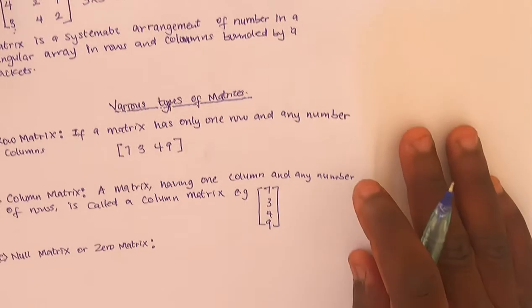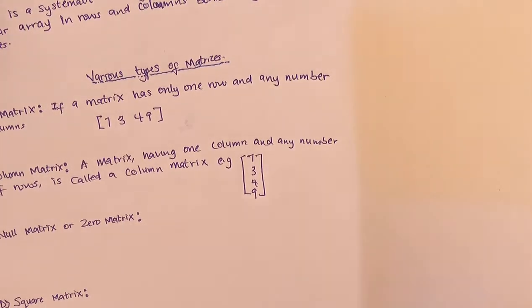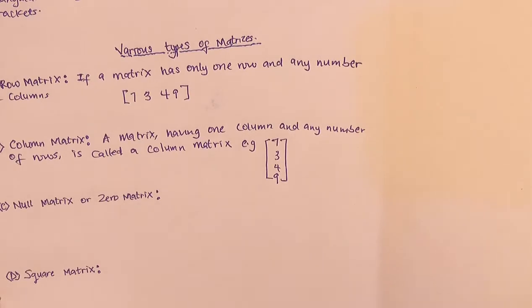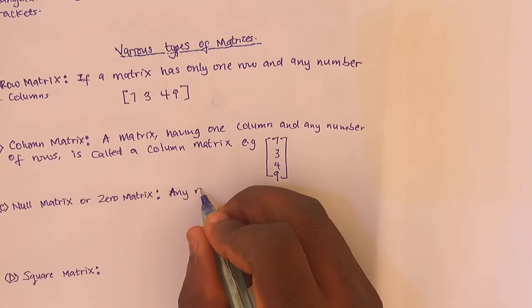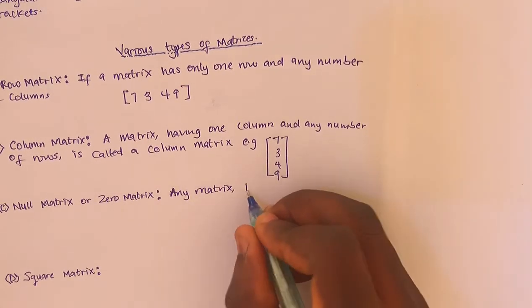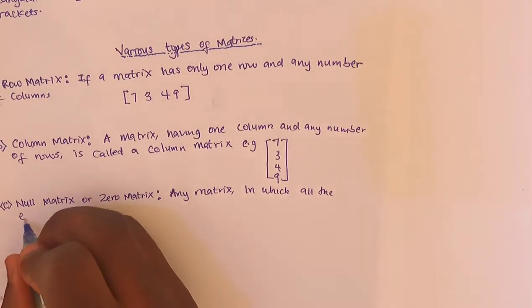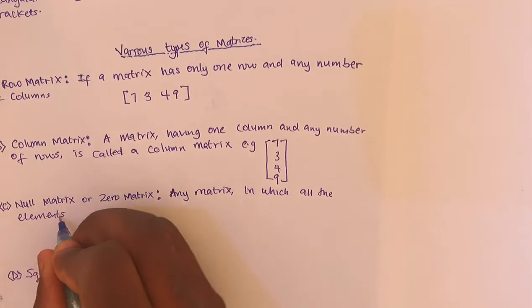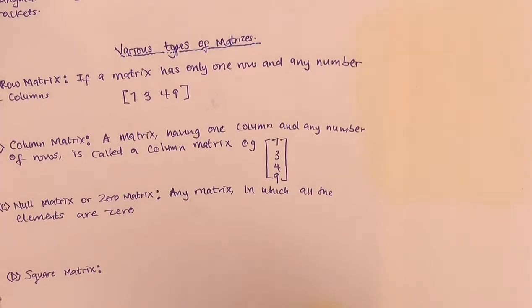So now let's move to the next one, that's the null matrix, or zero matrix. In this case, any matrix in which all the elements are zero is called a null matrix or zero matrix. You understand now? So any matrix in which all the elements are zero is called a null matrix or zero matrix.